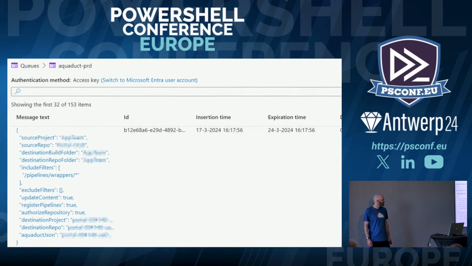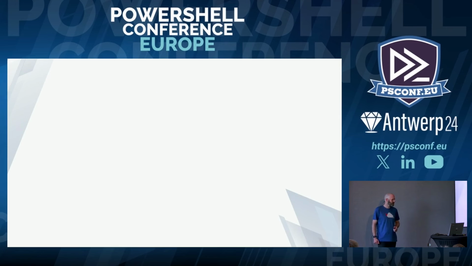And it looks like this. This is just the content of the aqueduct.json. And after the checks, it's ready to go to the queue trigger. I'll go into detail a bit later.